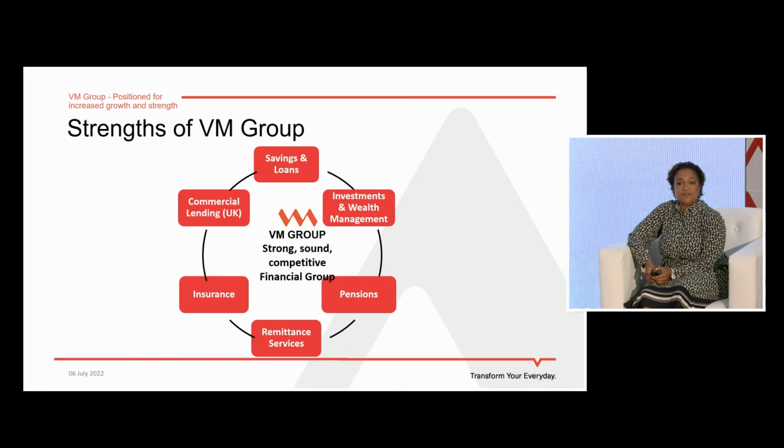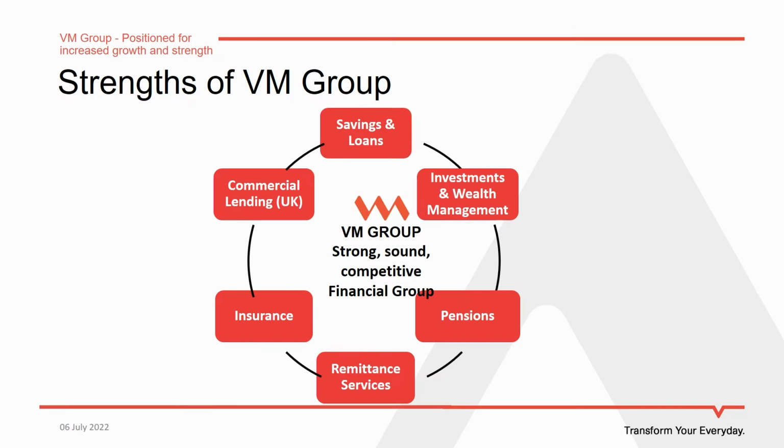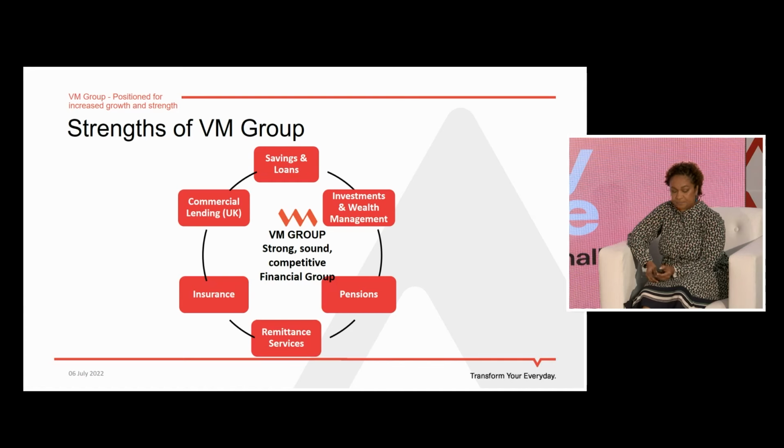So the strength of the VM group, where our members will see the full benefits, will include savings and loans, investments, pensions, remittance, insurance, commercial lending in the UK, where we serve our UK markets. And that will ensure that we have a sound, competitive, and diverse group with a diverse product offering to meet your different demands.